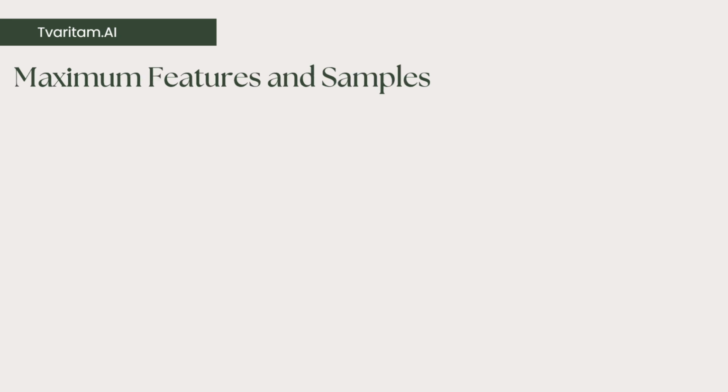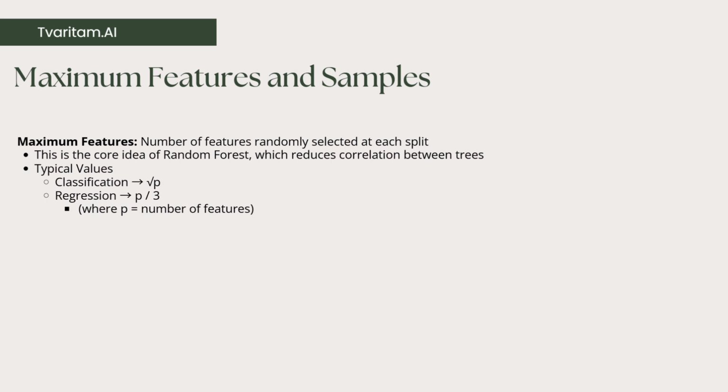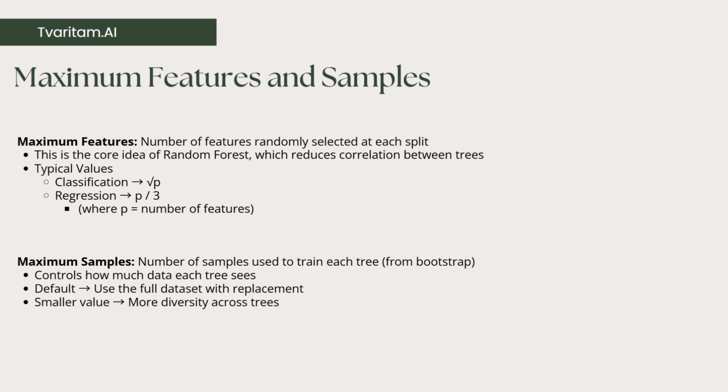For maximum features and samples, maximum features defines the number of features considered at each split. Lower values lead to more randomness, resulting in more diverse trees, while higher values can lead to trees becoming more similar. Typically, for classification, we use the square root of the number of features. So if we have 4 features, we will choose 2. And for regression, we go with features divided by 3. So if we have 9 features, we will go with 3 features in total for a single tree. Then for maximum samples, it controls how many data points each tree sees. You can either use the full dataset with replacement or give a smaller value to increase diversity and reduce computation.